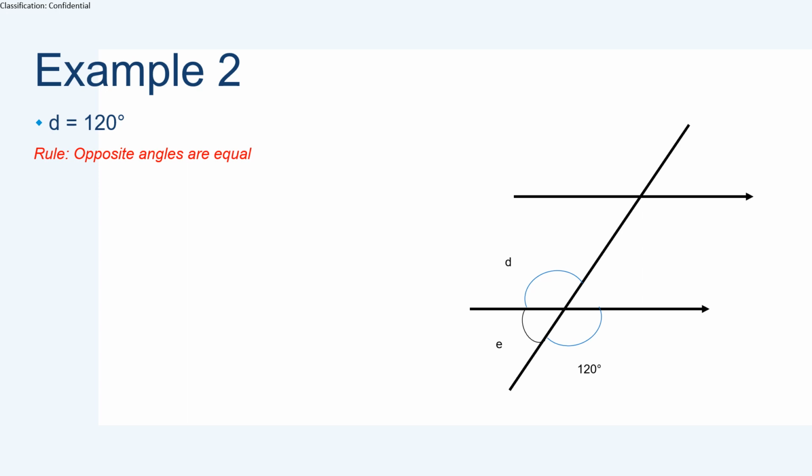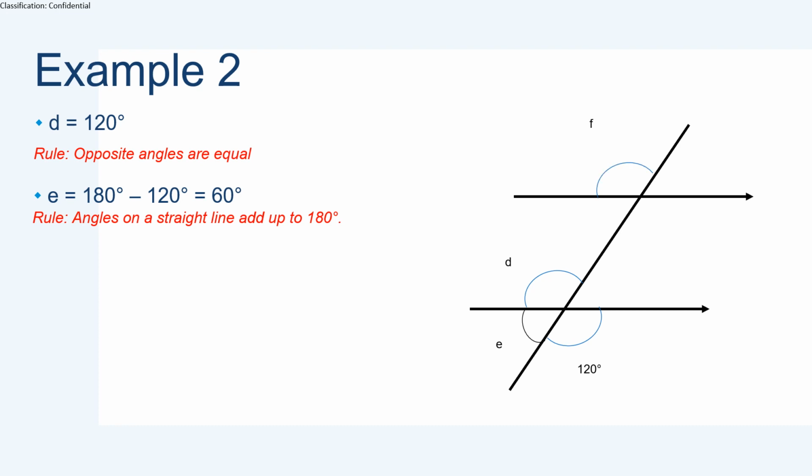Second, if I have to find angle E, then I will take the rule of angles on a straight line add up to 180 degrees, and I can just write my answer by showing my workout and giving my reason as well. If I have not given the reason, I won't get marks. Now, if I have to find angle F, I can always look for my rule which says that corresponding angles are equal to each other. So if I cannot find this, always look for the alphabet F or alphabet C or alphabet Z.